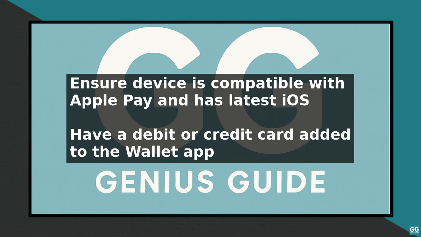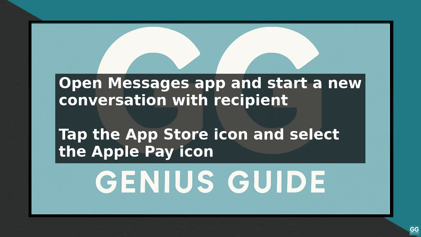First, open the Messages app and start a new conversation with the person you want to send money to. Tap the App Store icon next to the text field and select the Apple Pay icon. If you do not see the Apple Pay icon, tap the three dots and select Apple Pay from the list of available apps. Next, enter the amount you want to send and tap Next.